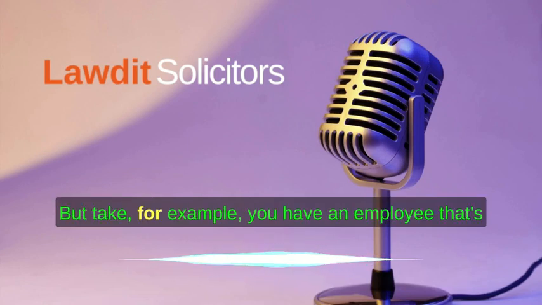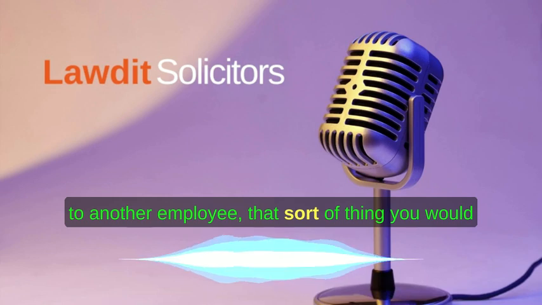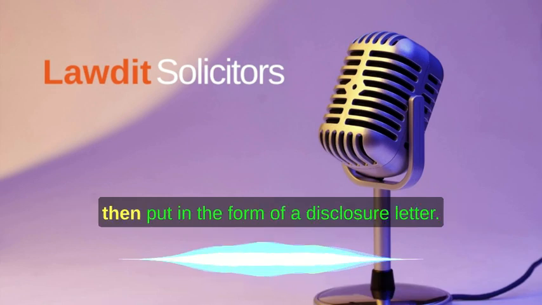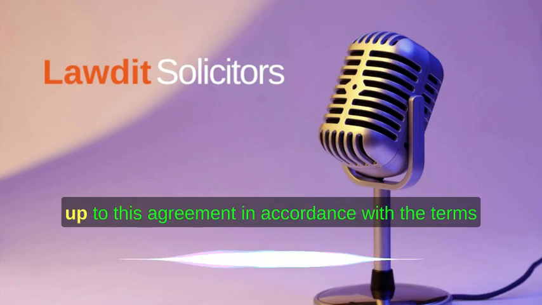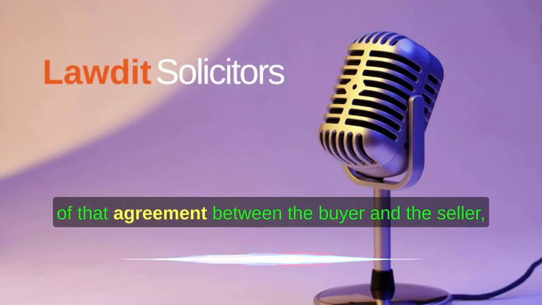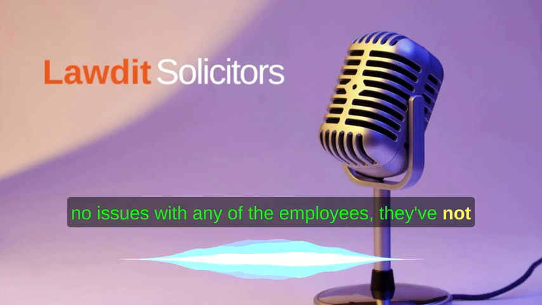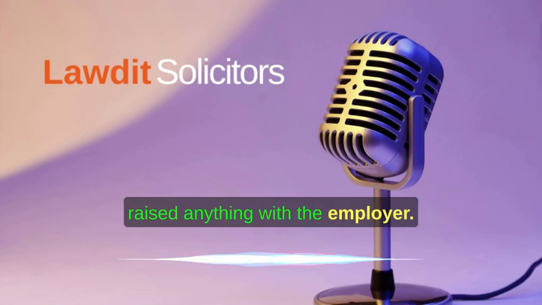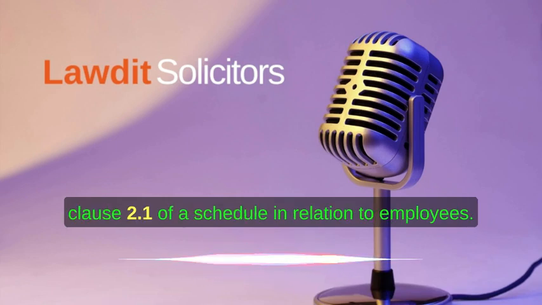But take, for example, you have an employee that's raised a grievance in relation to a matter relating to another employee. That sort of thing you would then put in the form of a disclosure letter. So in the disclosure letter it says we're signing up to this agreement in accordance with the terms of that agreement between the buyer and the seller. This is a warranty which says that there are no issues with any of the employees. They've not raised anything with the employer, and that, for example, in the main agreement is clause 2.1 of a schedule in relation to employees.